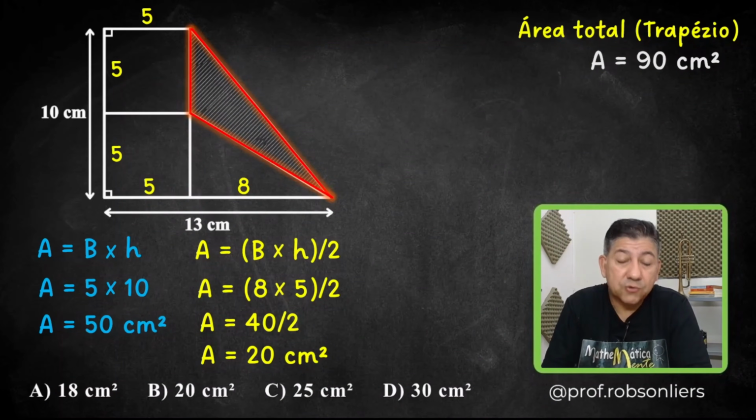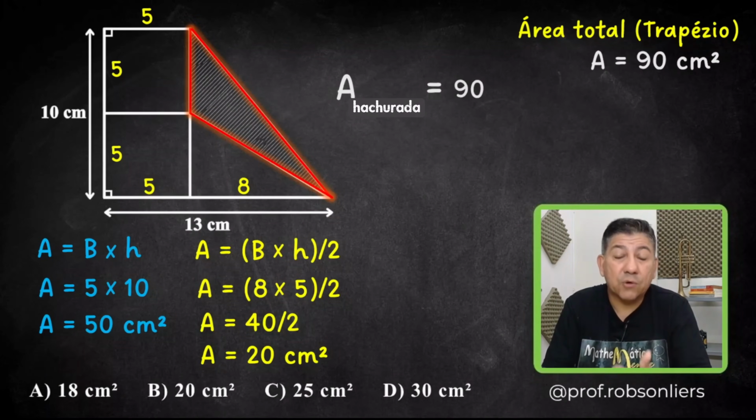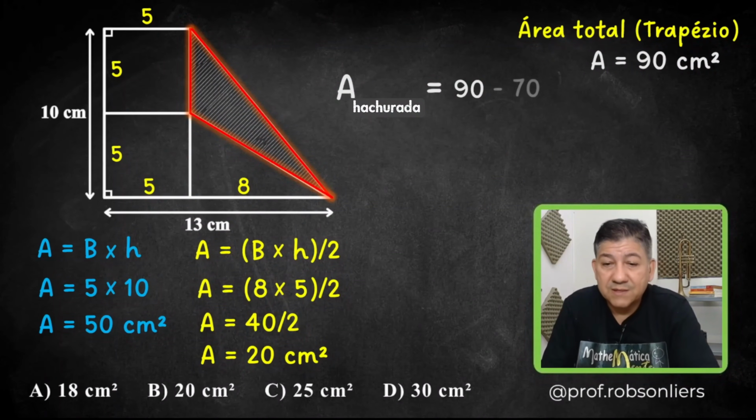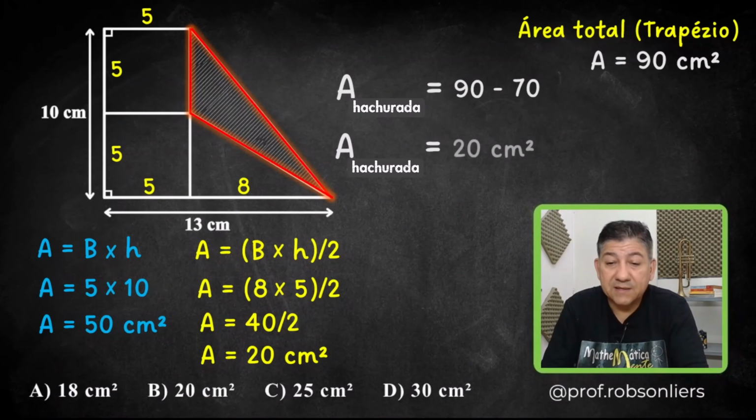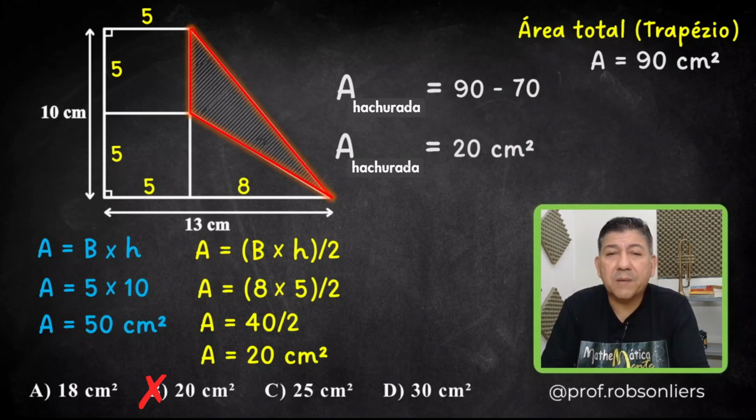Let's calculate the shaded area. So, the shaded area, which is the area we want from this red triangle, will be equal to the total area, which is 90, minus these empty areas we found, which is 50 square centimeters, the area of the two squares, plus the area of the triangle, which is 20. 50 plus 20 is 70. So, 90 square centimeters minus 70 square centimeters. With that, the shaded area, which is the one we want to find, will be equal to 90 minus 70, which is 20 square centimeters. Whoever chose option B celebrated and got the question right.